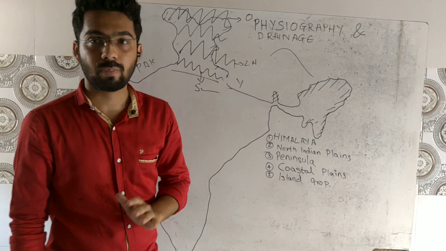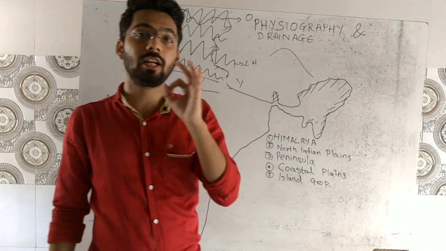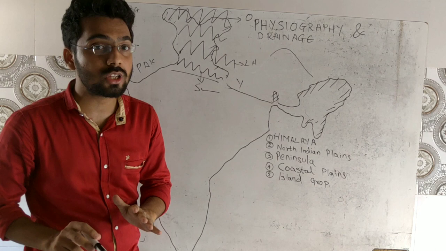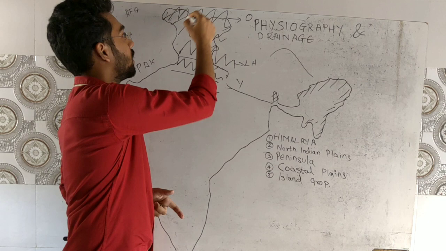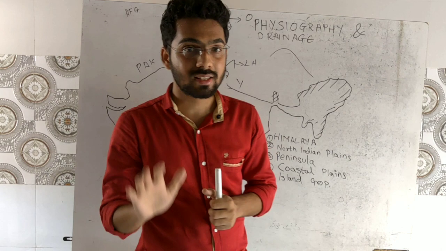In India, the Himalayas are divided into three parts. The first Himalayan part is known as Western Himalayas. Western Himalayas means Jammu Kashmir Himalayas. The Jammu Kashmir Himalayas means this part. This part of Himalaya is known as Western Himalayas, also known as Jammu Kashmir Himalayas.